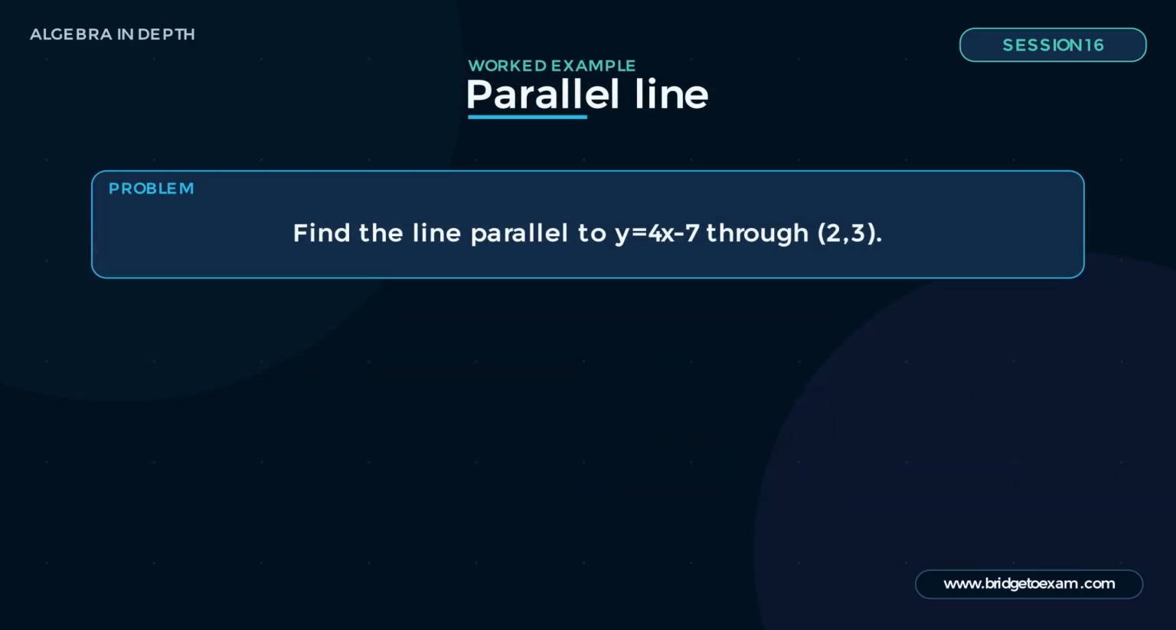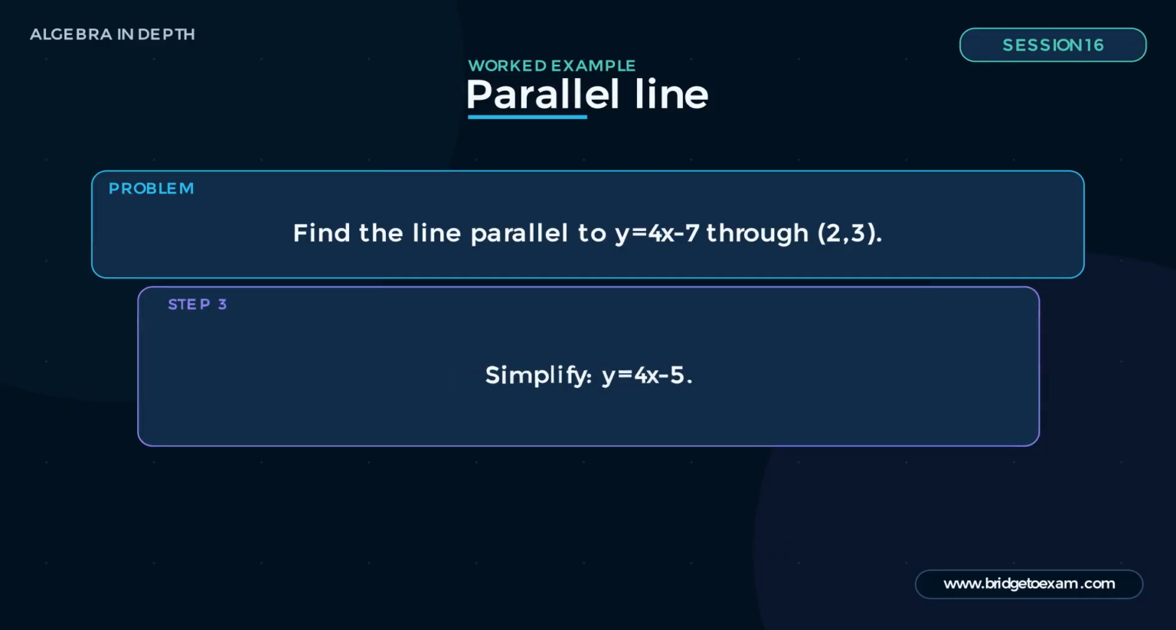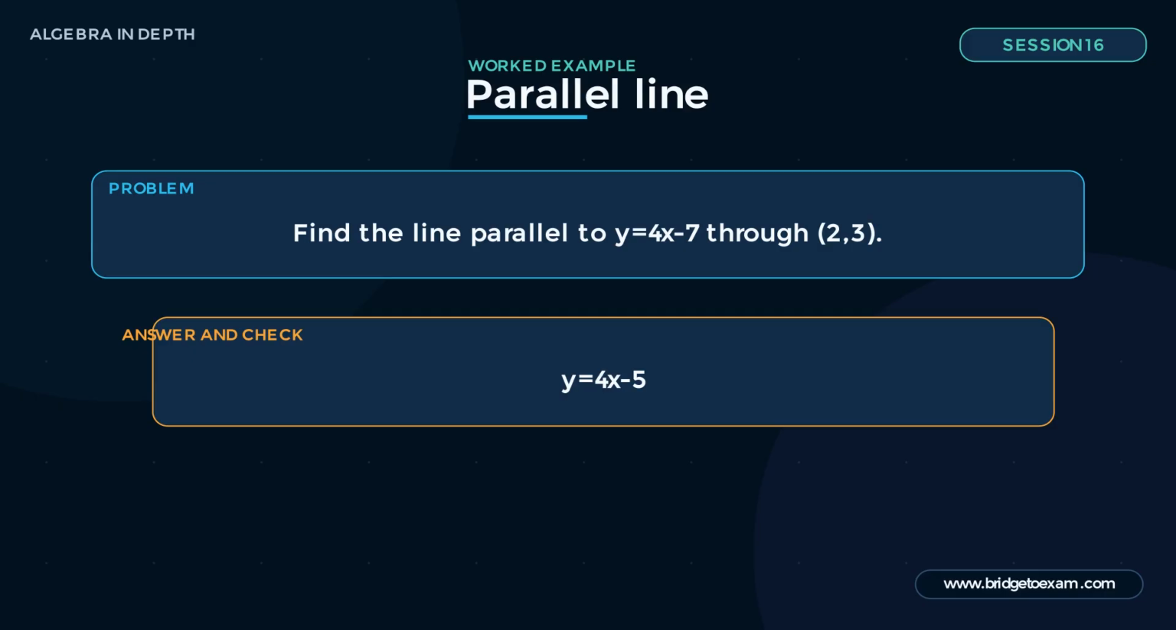Worked example, parallel line. Find the line parallel to y equals 4x + 7 through (2, 3). Step 1. A parallel line uses slope 4. Step 2. Point-slope form: y - 3 = 4(x - 2). Step 3. Simplify. y equals 4x - 5. The final answer is y equals 4x - 5. Check that it satisfies the original conditions and carries the correct units.